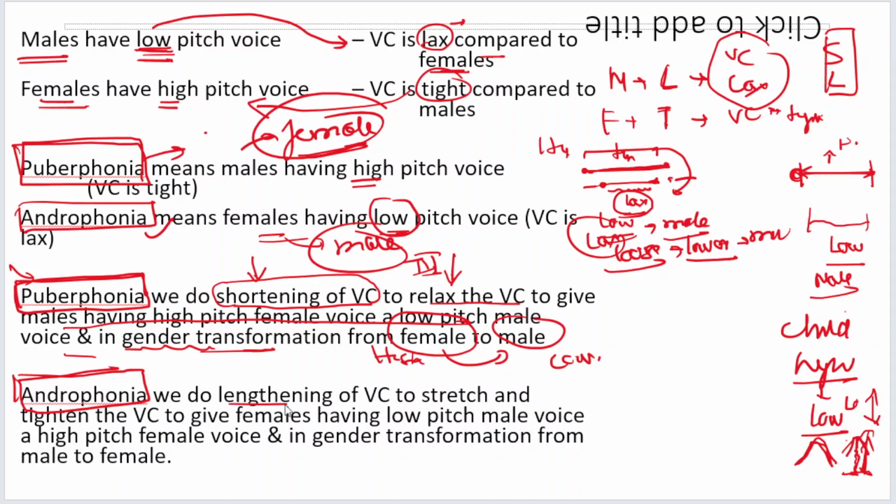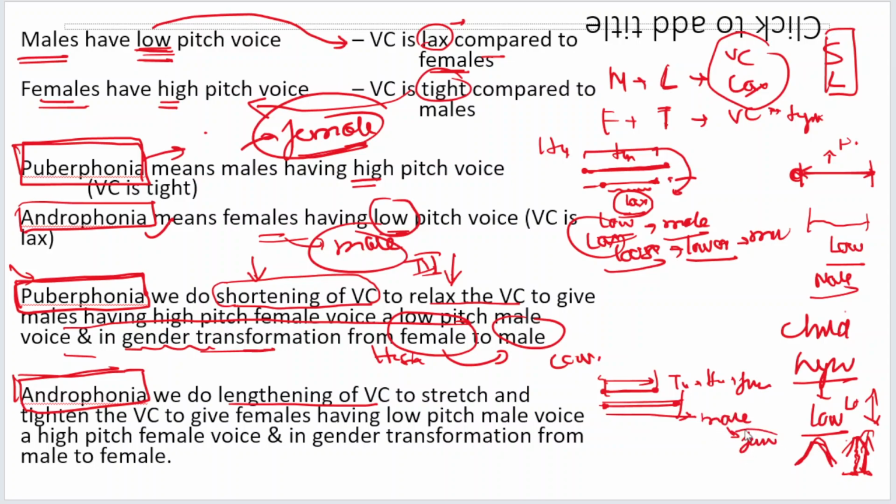In androphonia, we do lengthening of the vocal cord. So we stretch it. Suppose these were the 2 points initially, now we take them further away, so that we are not changing the size, we are not doing anything to the vocal cord. We are just stretching the vocal cord, so that this was lax, now it becomes tighter. Tight means high pitch. High pitch means female voice. So we are changing a male voice to a female voice.